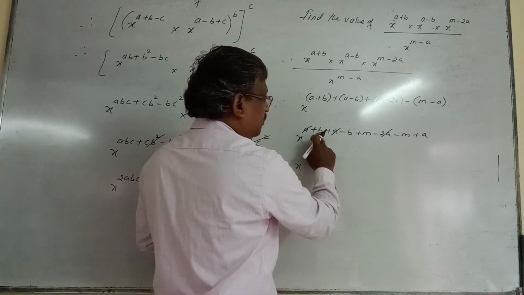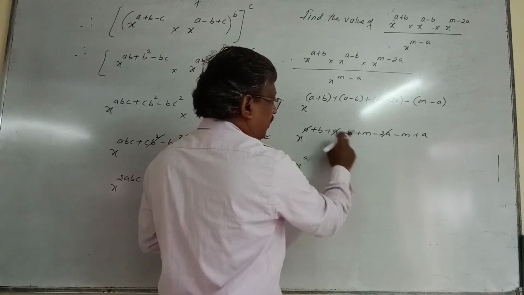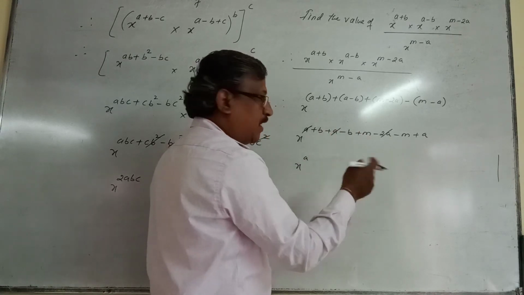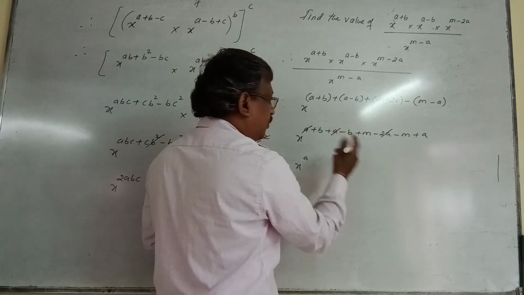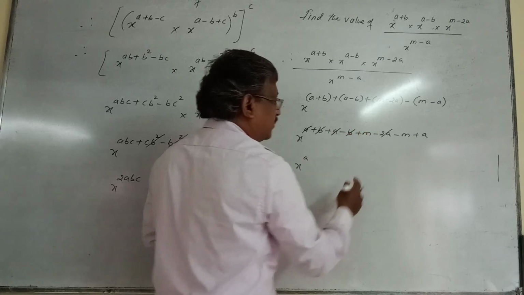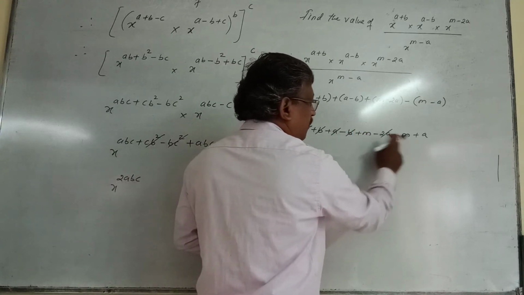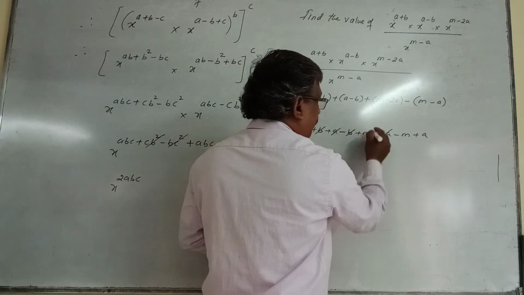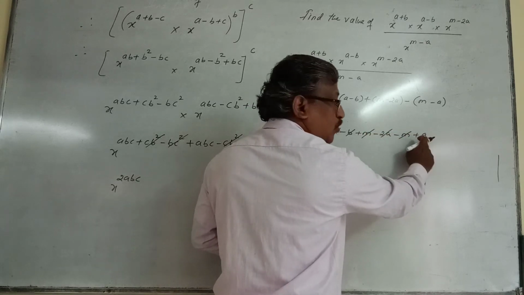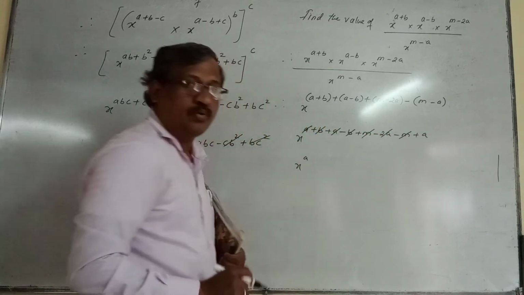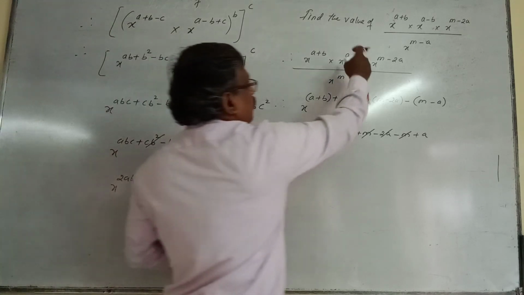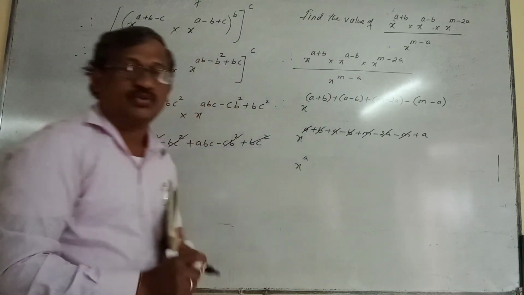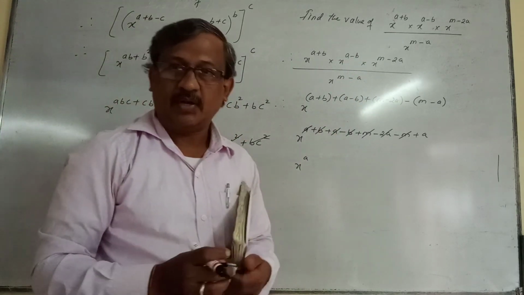Then next one is b. This is plus b, this is minus b. Plus b minus b is 0, so this gets cancelled. This is plus m and this is minus m, so plus m minus m get cancelled. It remains only a. So it is x raised to a, right? So the answer of this is x raised to a. Clear?